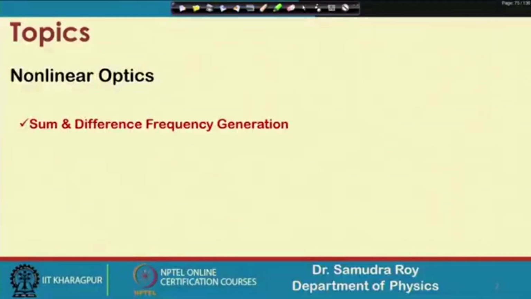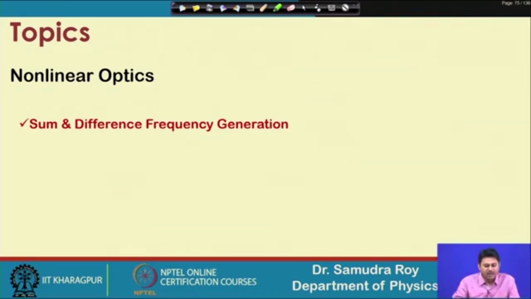So, today we will learn another important concept, which is sum frequency generation, and if we have sum frequency generation, there is also a possibility of different frequency generation. In compact form, we can say sum and difference frequency generation. The question arises: what do we mean by sum and difference? Sum means we are adding something, and difference means we are subtracting something.